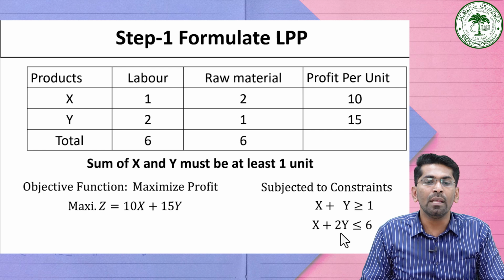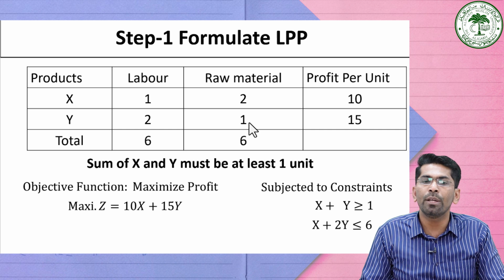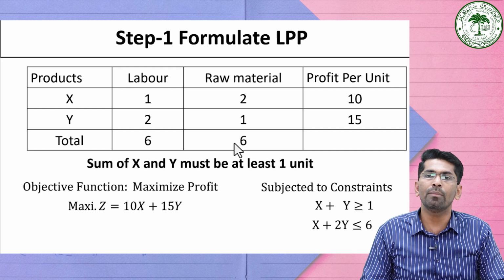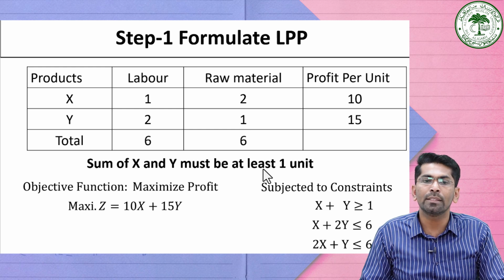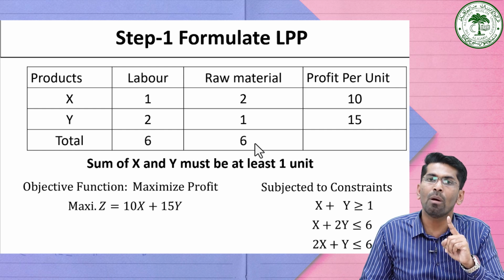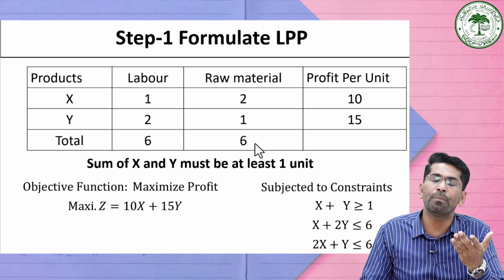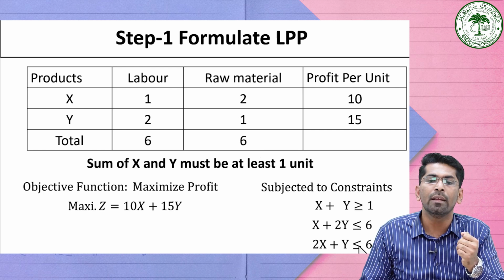So this is the second constraint, and the third constraint is related to the raw material. For producing commodity X, 2 units of raw material are required. For producing commodity Y, 1 unit of raw material is required, and the total availability of the raw material is 6. How can we frame the constraint here? It will become 2x plus y, which is less than or equal to 6. The maximum availability of the raw material is 6, not beyond that limit. So it may be less than that or equal to that. That's why I am putting the inequality sign here: less than or equal to 6.